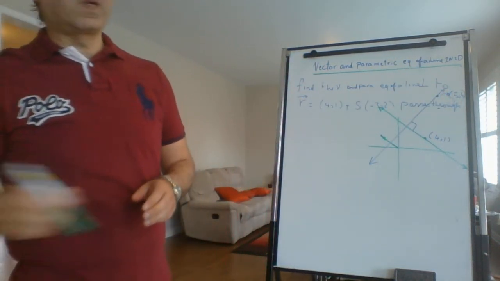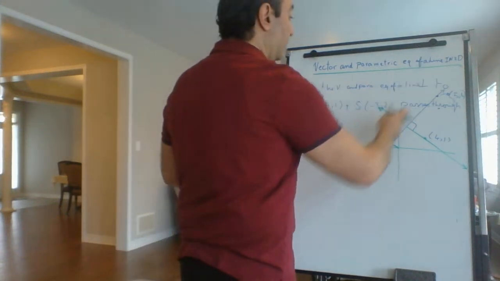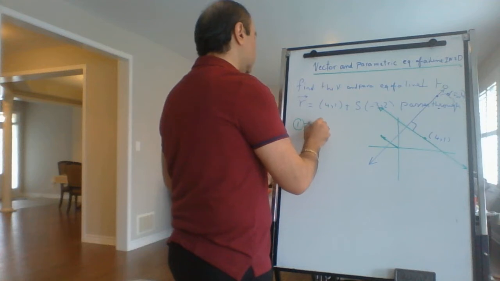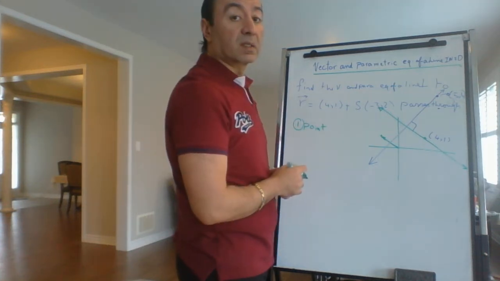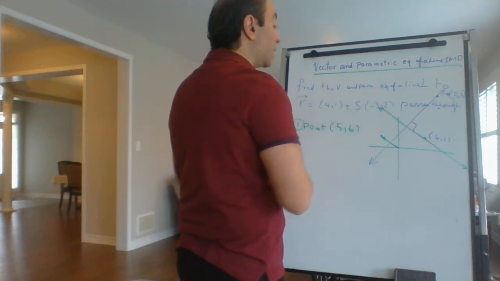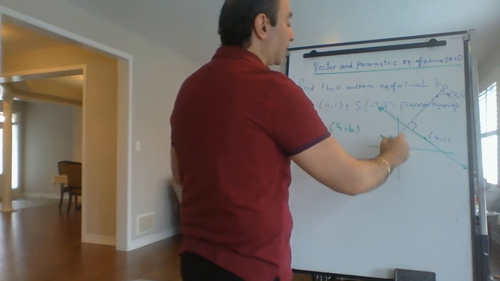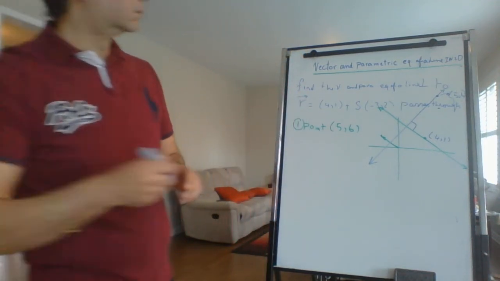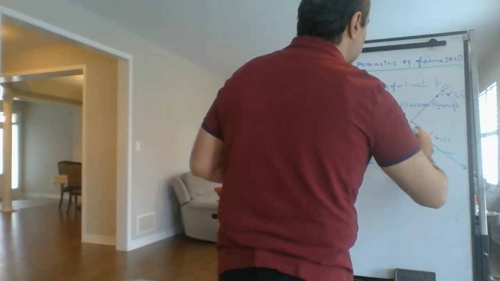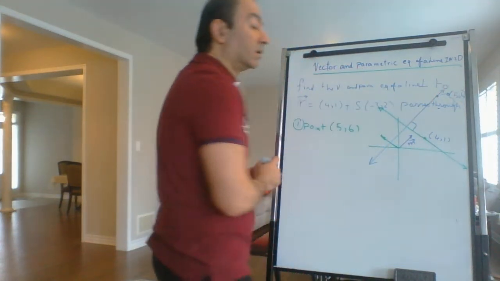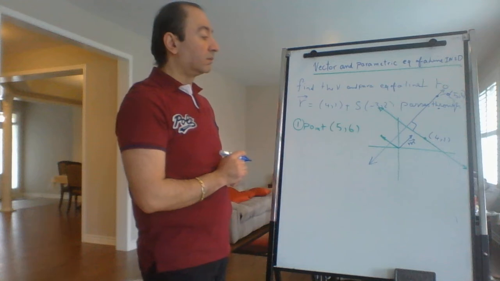In order to find the equation of this blue line, I need two things. One, a point on the line. Do we have trouble with this? Not at all. The point is given. Now we need to find the direction vector of this line. We need to find m, the direction of this line. How can we find m?